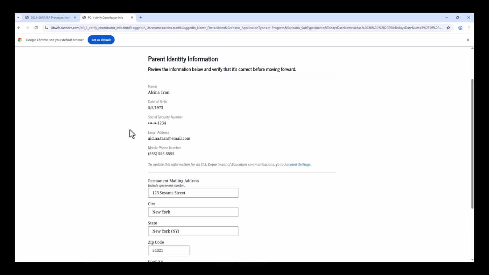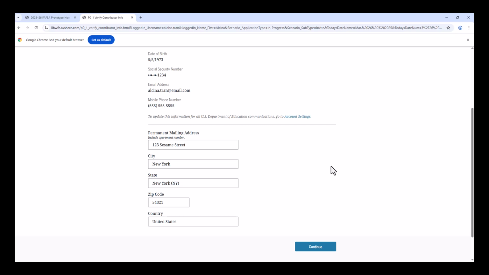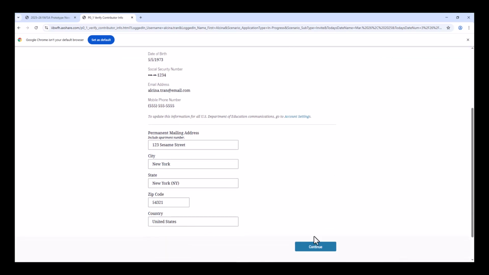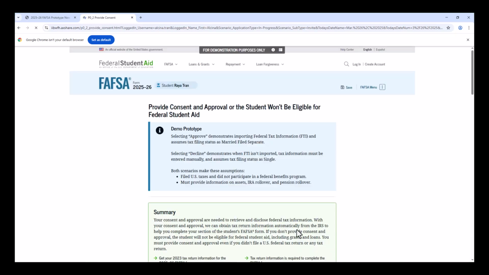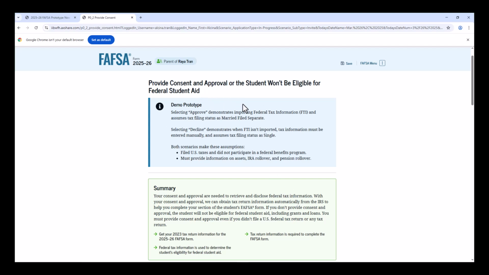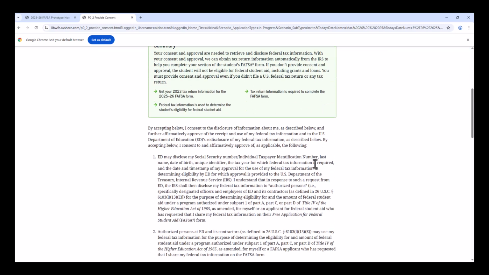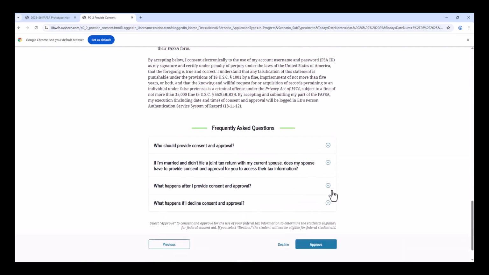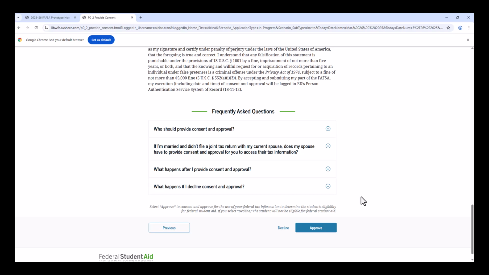Okay, once again, all the information here is pulled over from the studentaid.gov account, so mom can just verify that everything looks good here and continue on into the application. And then we are once again at the most important page of the application, which is to provide consent and approval. It is important for mom to as well provide her consent and approval to allow that tax information to be sent over from the IRS.